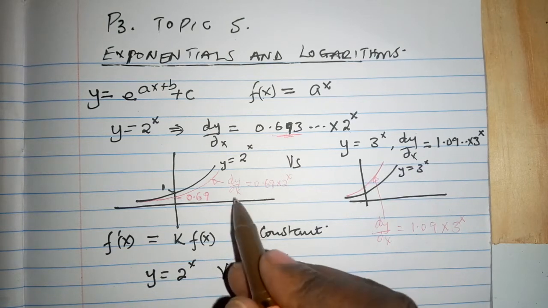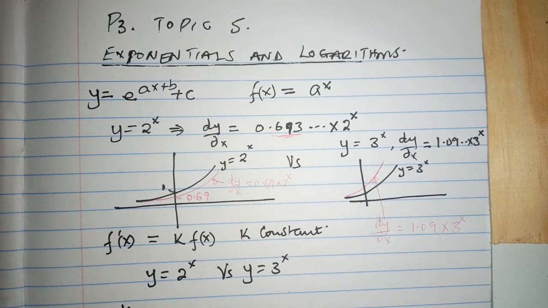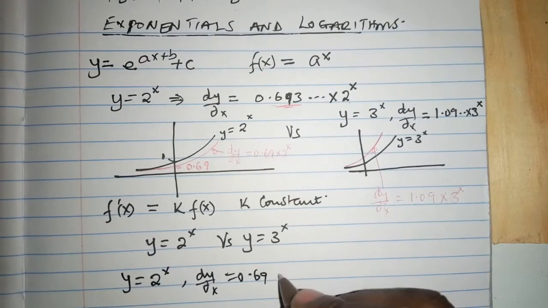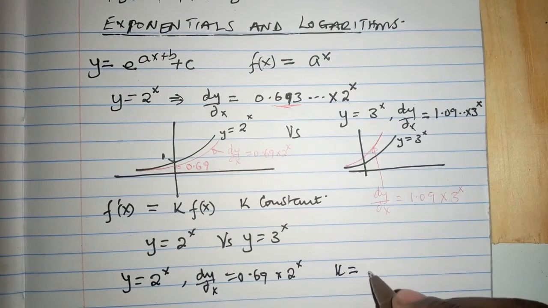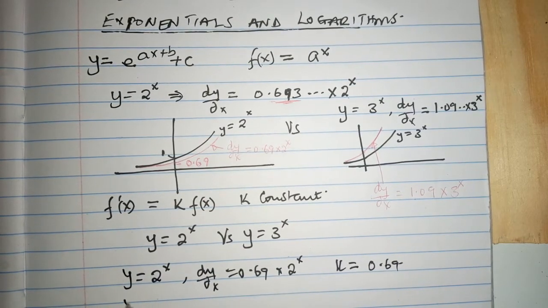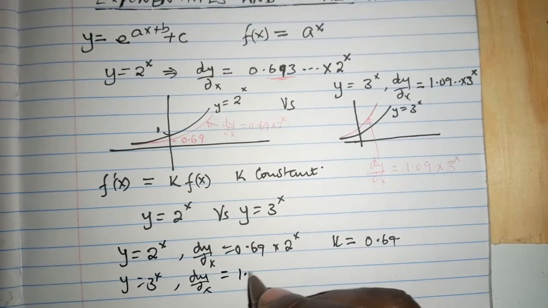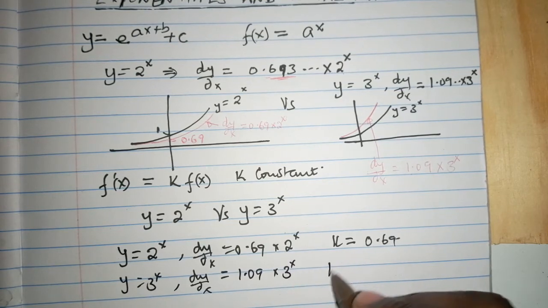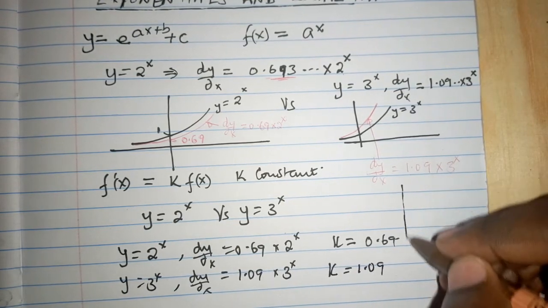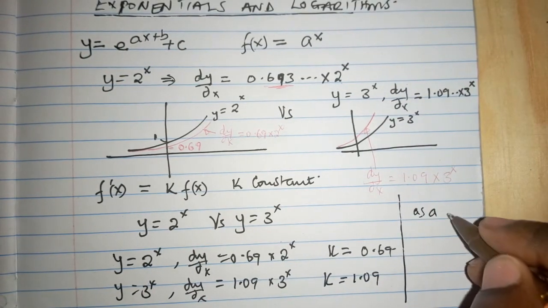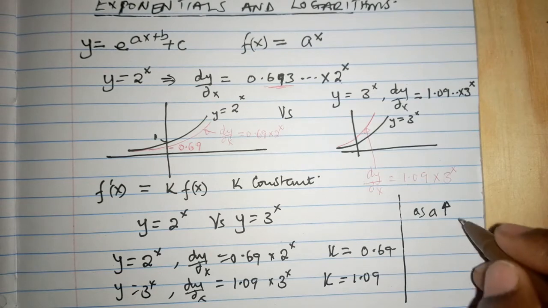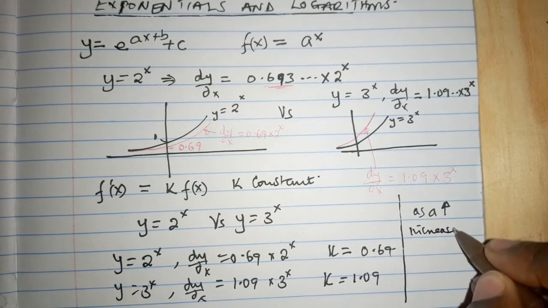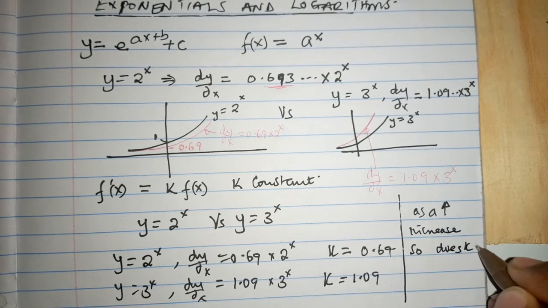You will see that, because you will see here when y was 2 raised to power x, dy dx was 0.69 times 2 raised to power x. Here was 0.69. When y was 3 raised to power x, the dy dx was 1.09 times 3 raised to power x. So here k was 1.09. So it is important to say, as a increases, so does k.